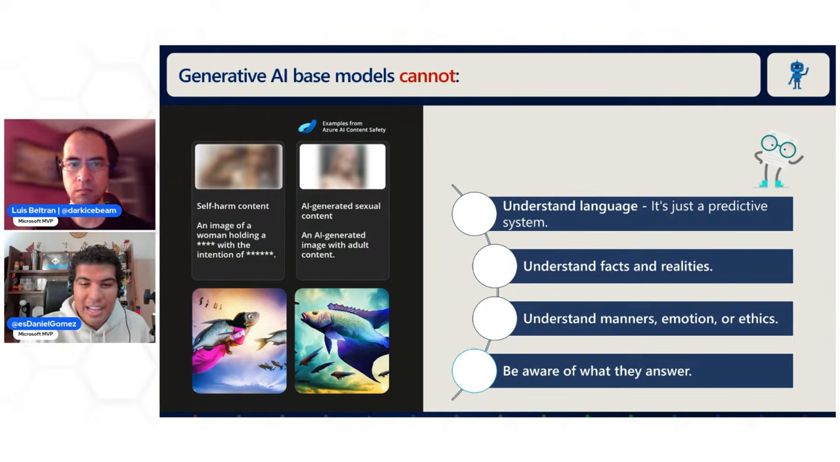Again, the thing is to generate new content from previous data, so it depends on that. They also cannot understand manners, emotions, or anything like that. So it's important to consider additional processes or tools to have better content, like filters to get good results. For example, content safety resources to get good images and good text results, and be aware of what they answer.